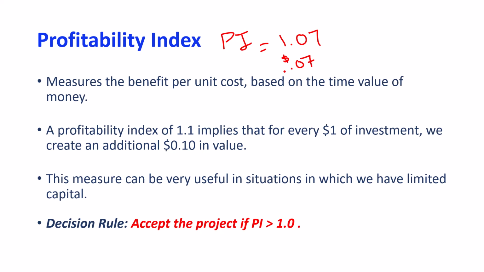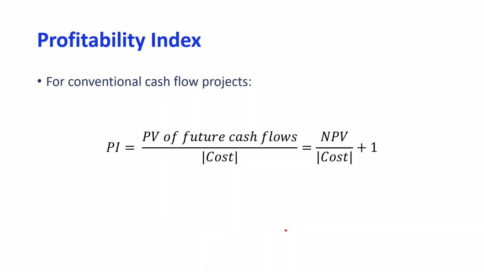And the decision rule here is that we are going to accept a project if the profitability index is greater than 1. How do we calculate this? It's very simple. All we're doing is finding the present value of the future cash flows and dividing it by the absolute value of the cost. Or, like in the financial calculator, you can readily calculate the NPV of the project, so you just divide it by the cost and add 1.